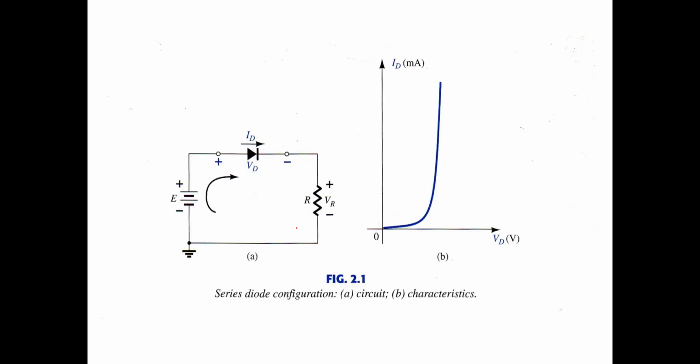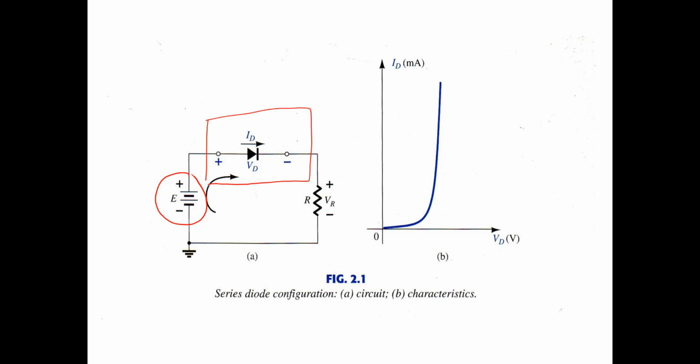Okay, here is the series diode configuration. So we connect the diode to some input supply. It's like we have E here. This is the battery, so this is the DC, and we have the diode. If we would like to allow the current to flow in this circuit, the diode must be forward biased.